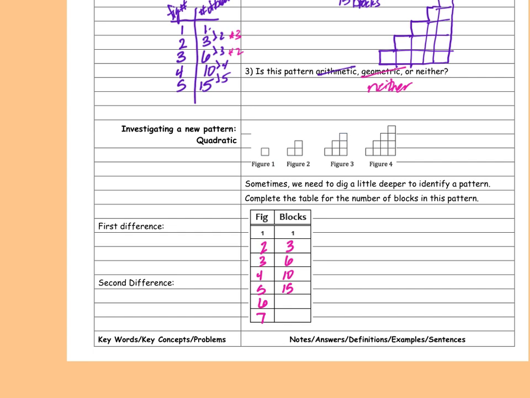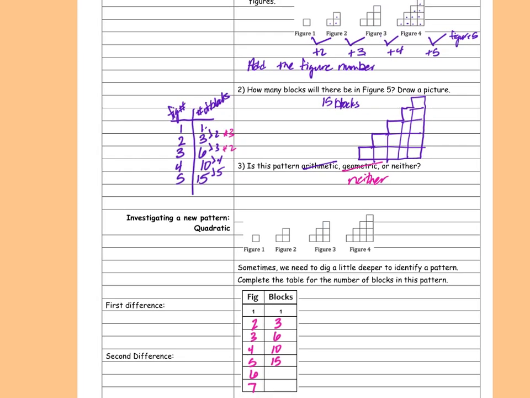Remember, what was I doing? Let me come back up here. Remember to go to my next figure from figure 1 to figure 2, I took the 1 and I added 2. And to go from figure 2 to figure 3, I took my numbers in figure 2 and I added 3. And then from 3 to 4, I took the number in figure 3 and I added 4.